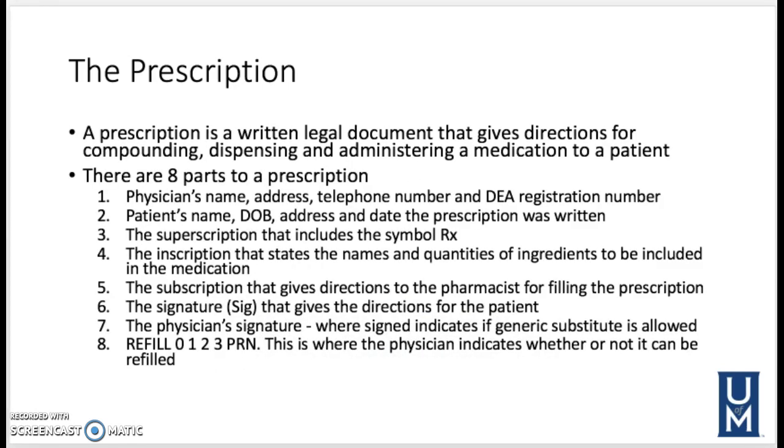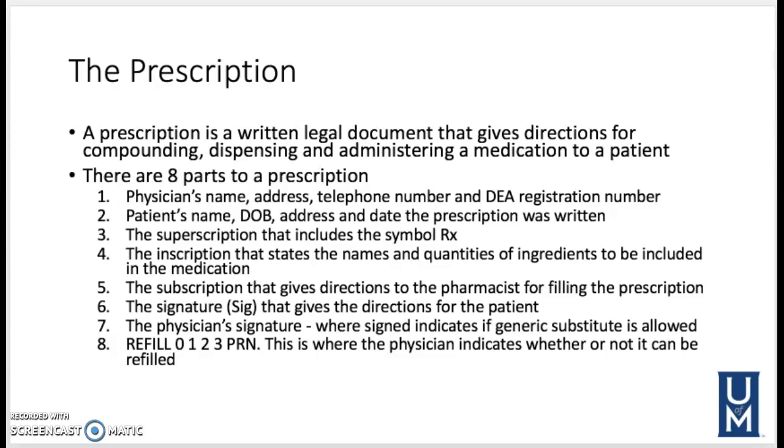So now we're going to switch gears and talk about the actual prescription. A medication order may be just used inside of the clinic for you to know what to be giving the patient when you're there with the patient. The prescription is what is going to be leaving the clinic with the patient to get a medication filled. So a prescription is a written legal document that gives directions for compounding, dispensing, and administering a medication to a patient. And there's actually 8 parts to a prescription.